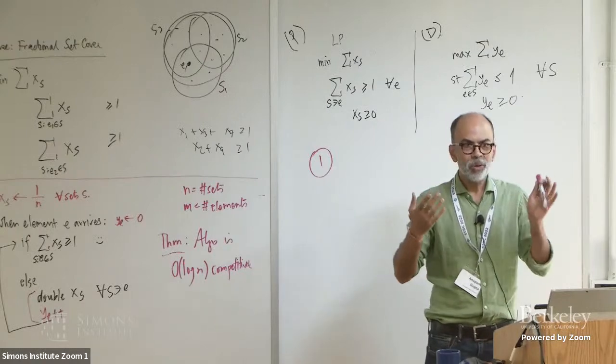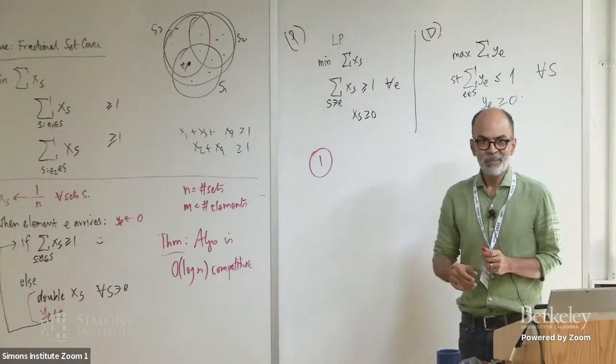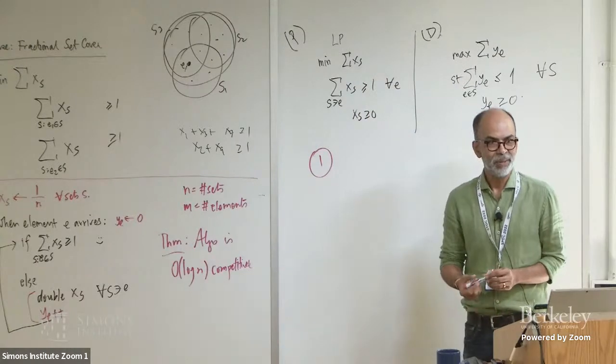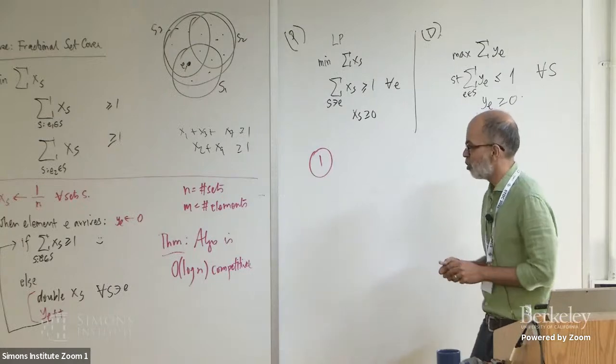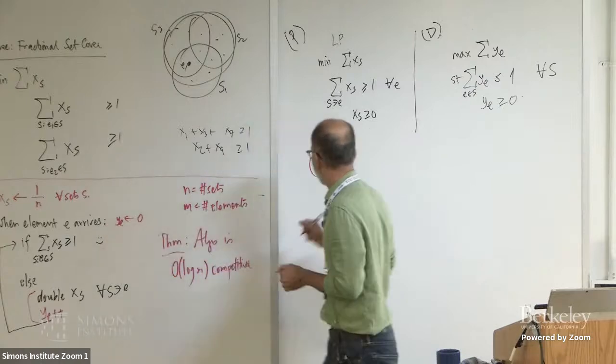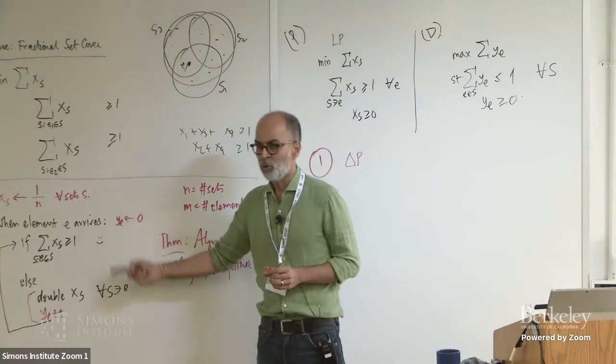You think back to what were primals and duals. The dual is a way of charging the primal. It gives a lower bound on the primal. I'm just constructing a lower bound. So the first thing I'm going to observe is, let's look at one round of this loop.